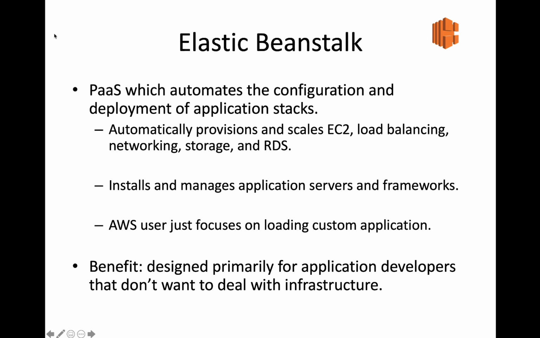I think it's really important to understand how the underlying infrastructure components work, because Elastic Beanstalk is simply automating the creation of things like EC2 instances, S3 buckets, RDS databases, the elastic load balancers, and so on. It's using all of the different infrastructure components that we've learned in this course to support applications.